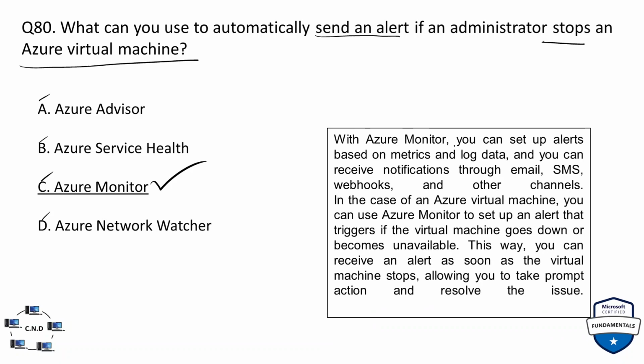With Azure Monitor, you can set up alerts based on metrics and logs data, and you can receive notifications through email, SMS, webhooks, and other channels. In the case of an Azure virtual machine, you can use Azure Monitor to set up an alert that triggers if the virtual machine goes down or becomes unavailable. This way, you can receive an alert as soon as the virtual machine stops, allowing you to take prompt action and resolve the issue.